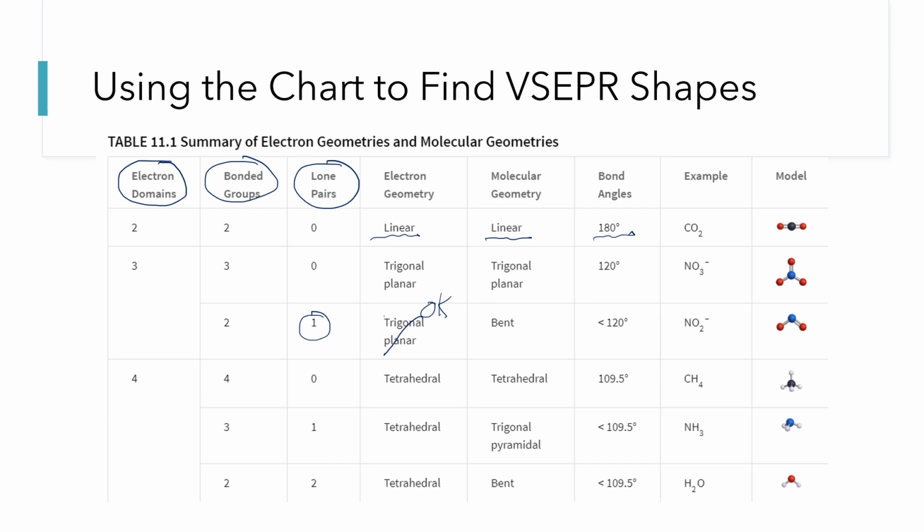Then if we have 4 electron domains, we have the basic tetrahedral structure for our electron geometry, but then there are 2 more derived structures beyond that with lone pairs, the trigonal pyramidal and the bent.